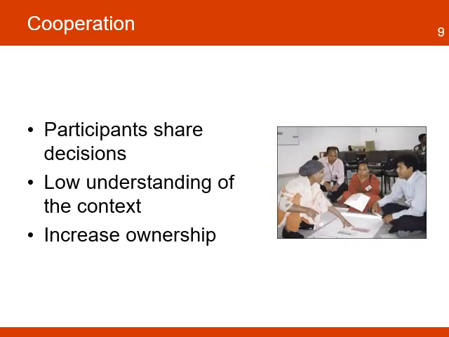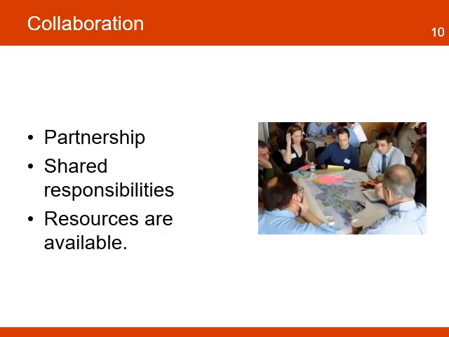The second level of participative planning is cooperation. Here, the project and participants decide together as to the best course of action. The project shares some of the decision making. This type of participation is needed when the project has a low understanding of the context and participants can help with new ideas. There is also the need for participants to build ownership of the project.